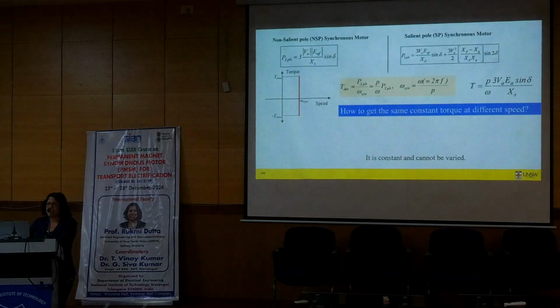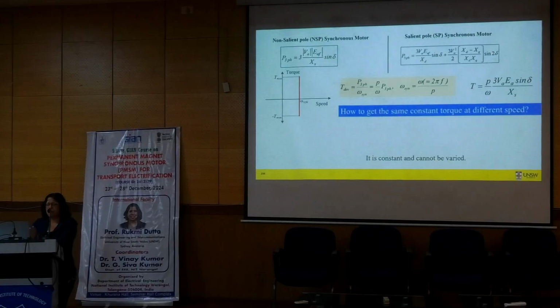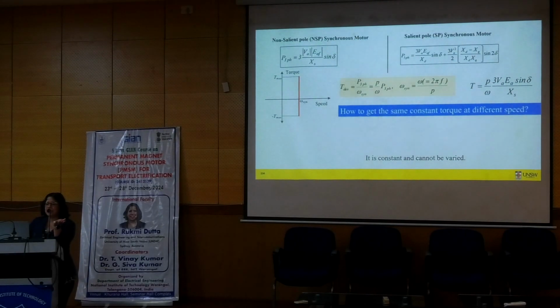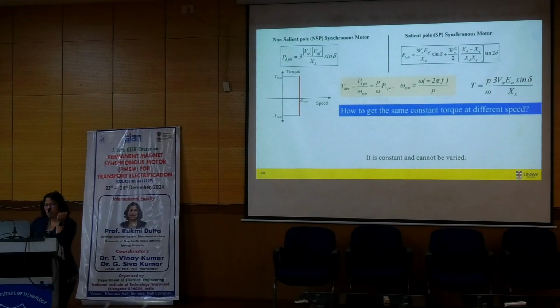This is the classic equation, right? And in this classic equation, perhaps most of you know that you can get a constant, maximum torque in a synchronous machine if the delta angle is 90 degrees. We get the maximum torque, right? In a cylindrical or non-salient pole synchronous machine. And speed depends on your frequency. It is always synchronous speed, so speed is your frequency.